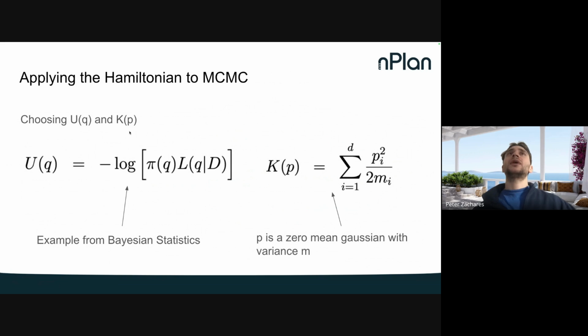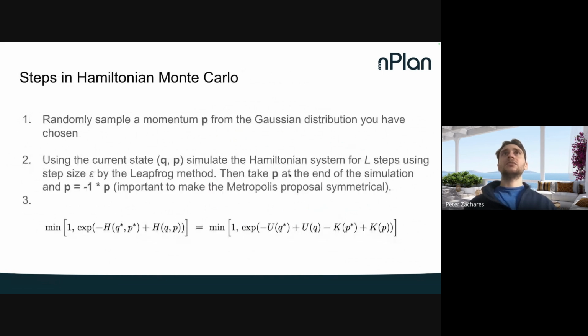And so when you're choosing U and K, usually what they do is, this is like a Bayesian example, where it's the negative log of the likelihood of Q given your data, essentially. And then for P, they usually use some equation like this, where your momentum is drawn from a zero mean Gaussian distribution with variance M, where M is some vector. So it's a multivariate Gaussian that has a diagonal matrix with different values on the diagonal based on different dimensions. But the key thing is that these two are independent, so P doesn't depend on Q.